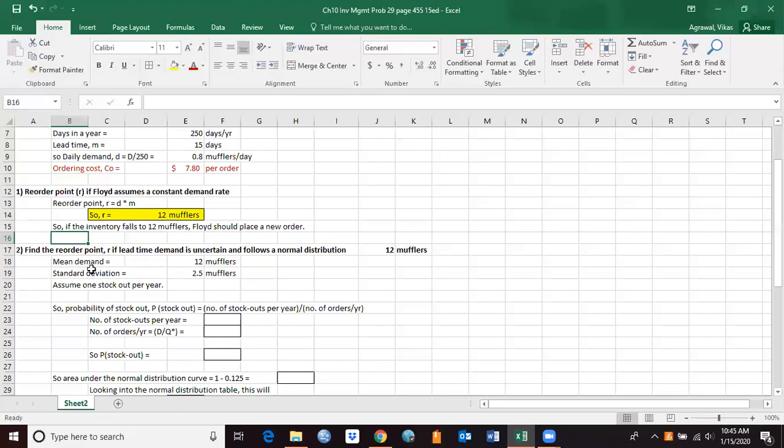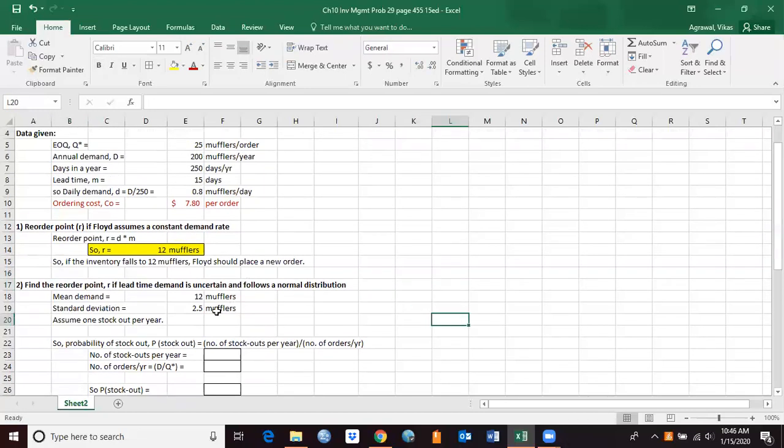So now the problem is, you have to find the reorder point in number 2 if the lead time demand is uncertain and follows a normal distribution. So the lead time demand is now uncertain. It's not constant, it's not fixed. It follows a normal distribution with a mean demand equal to 12 mufflers and a standard deviation equal to 2.5 mufflers. That means the mean demand during those 15 days is going to be 12 mufflers, which is what we found here. That's the mean demand, but there is a standard deviation, so it can deviate, it can go plus or minus around 12.